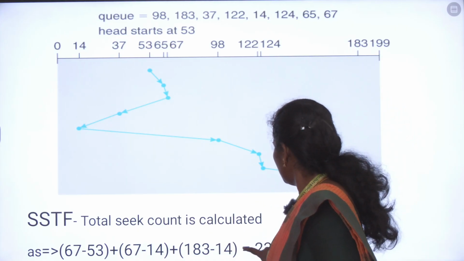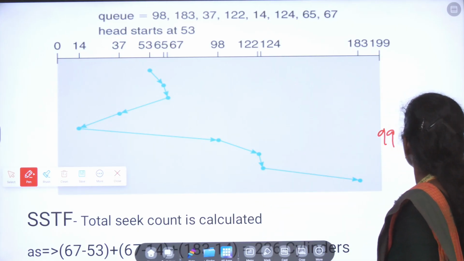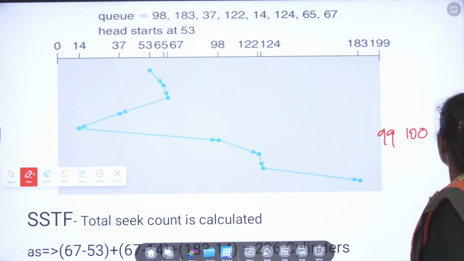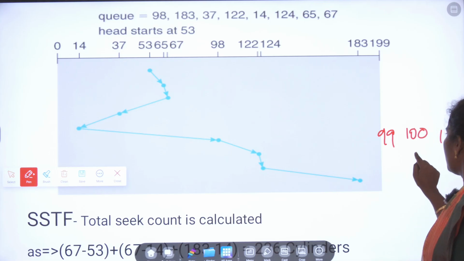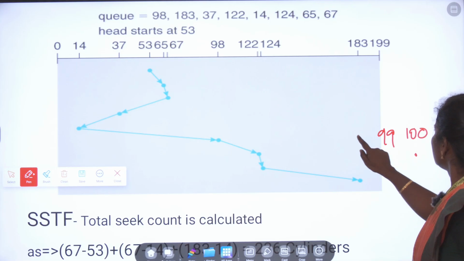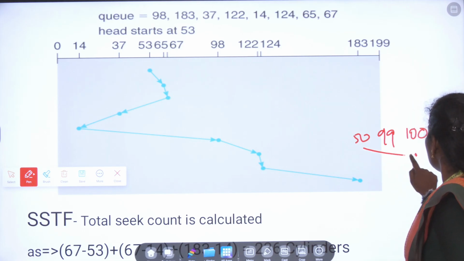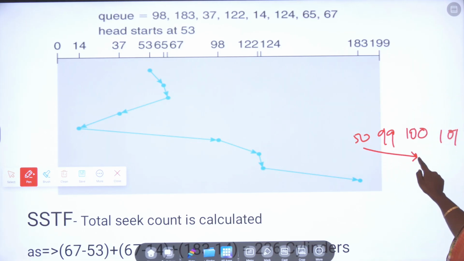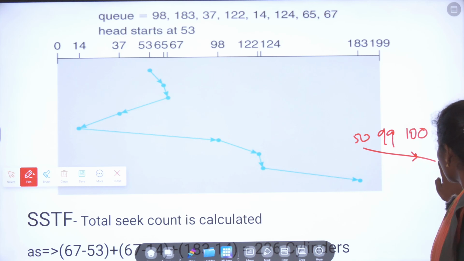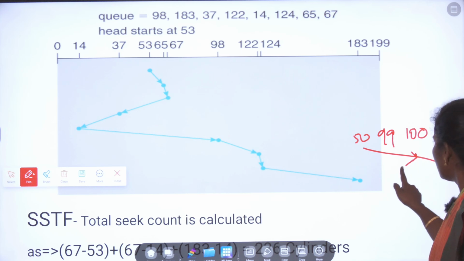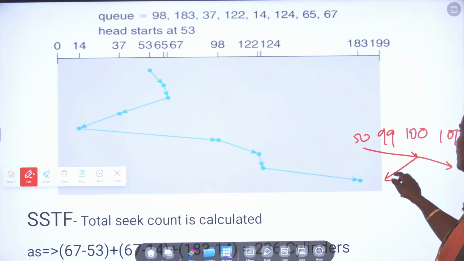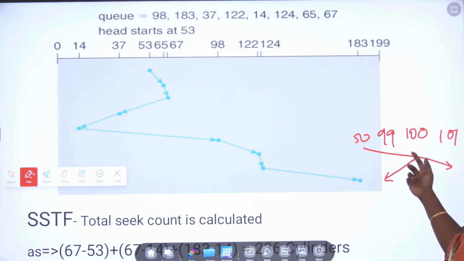For example, currently my head is at 101 and traveling in the direction from 50 to 100. I have to travel in the direction of 101 instead of going from 100 to 99. If I change the direction, it will take more time compared to traveling from 100 to 101.